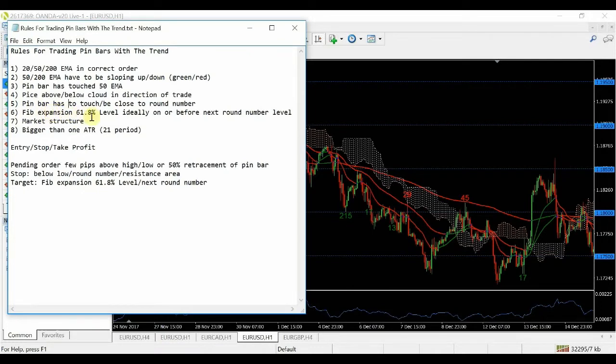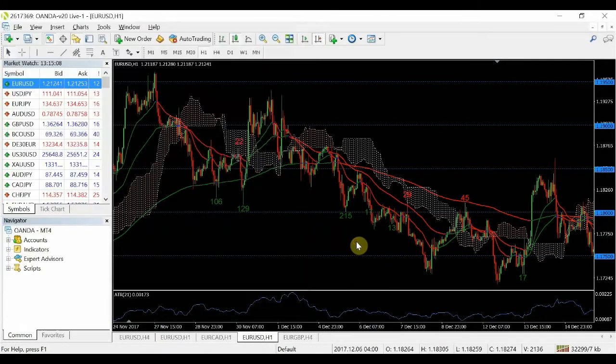Number 5: pin bars touch or close to a round number. Now this is the round number indicator that I downloaded for free on the MQL5 website. I'll put the link in the description. It basically just prints lines of where the round numbers actually are, and I'm really looking for pin bars to be forming and touching either the wick or the body on or close to a round number.